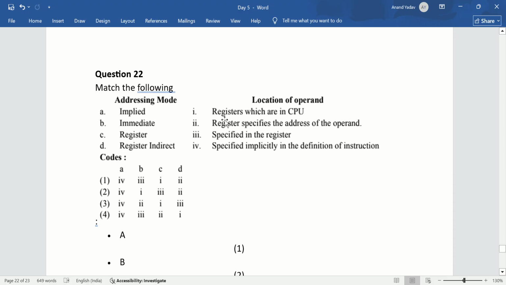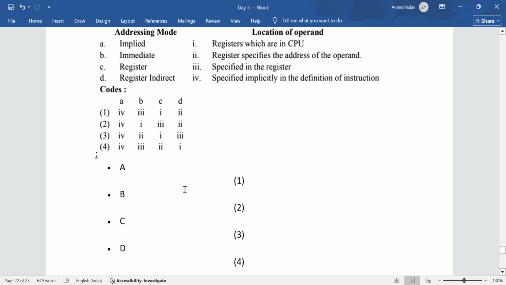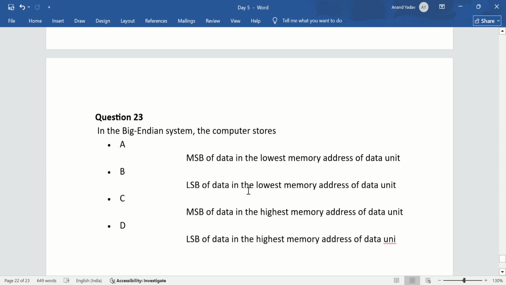Now the next one is match the following. Implied mode is related to registers which are CPU registers specified implicitly in the definition of the instruction, related to 4. Then immediate is specified in the instruction, B is register, which are in the CPU. C is first, and register indirect, the register specifies the address, D is second. So option A is correct for this question.